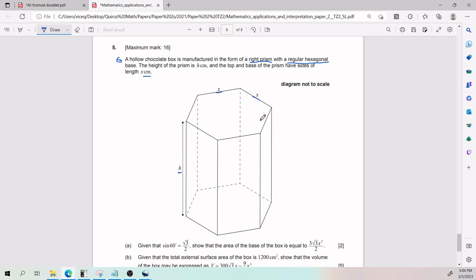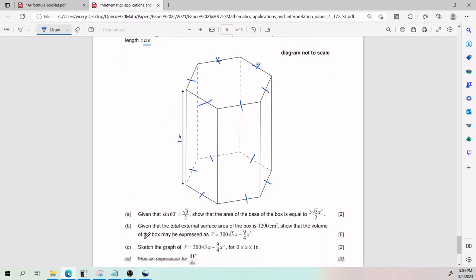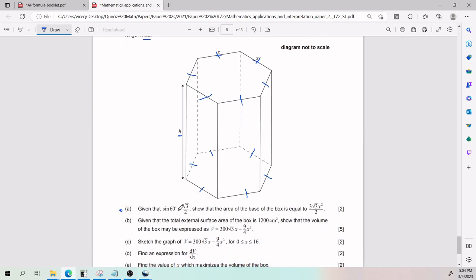So we have the h height here, and the x's are there. So here, here, and technically also here, here, here, here, and here. Let's not forget the bottom. So all of those that I just put in blue are gonna be x. Okay. Cool. So for part A, they tell us that given that sine 60 equals square root of 3 divided by 2, show that the area of the base of the box is equal to that.